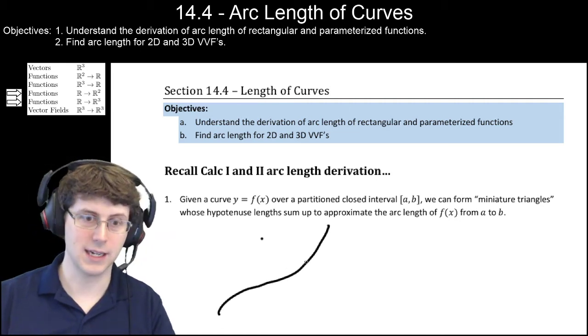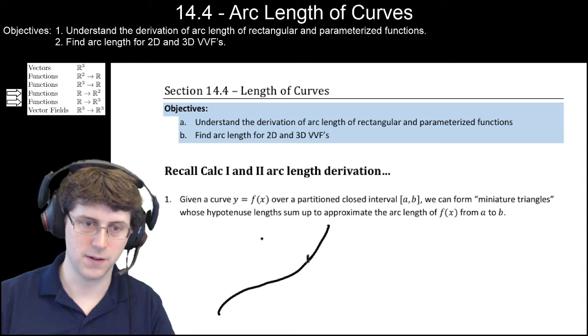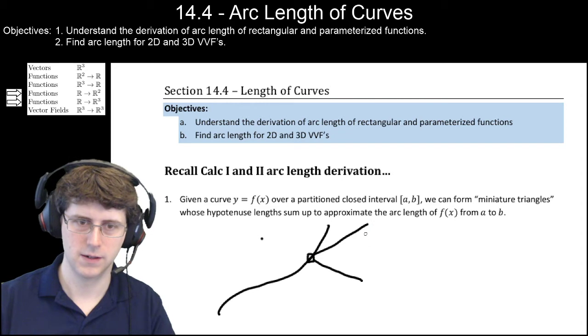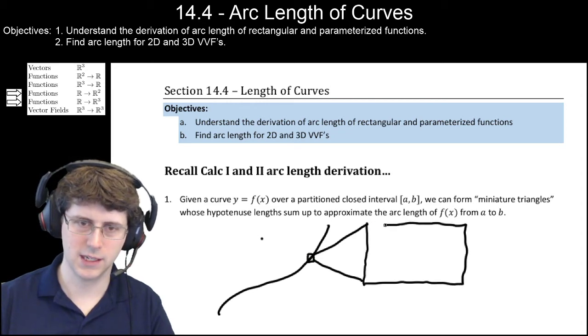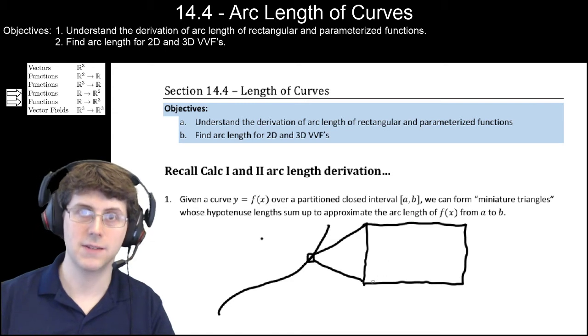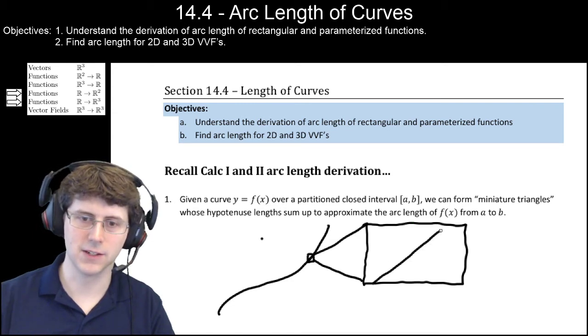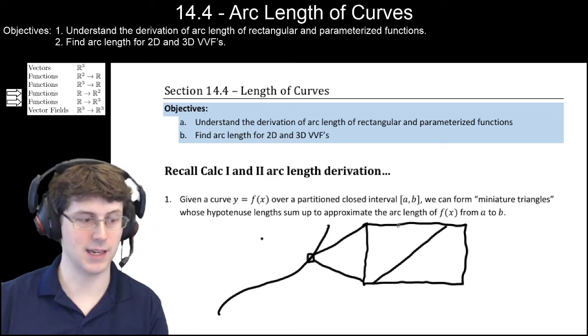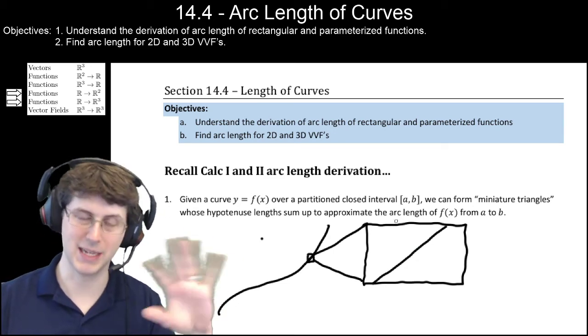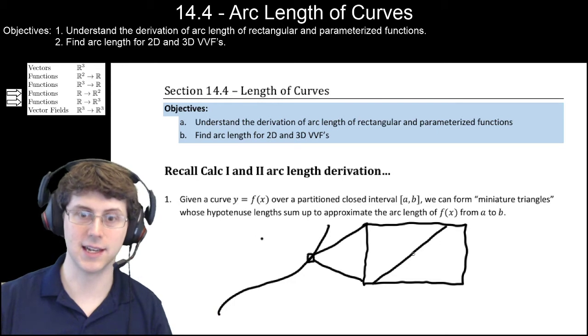If you zoomed in on a little piece of the curve, as long as the curve is differentiable, it looks like a straight line. That's the point of Calculus 1, really, is that any smooth curve, when you zoom in on it, it basically looks like a line. That line is the tangent line.